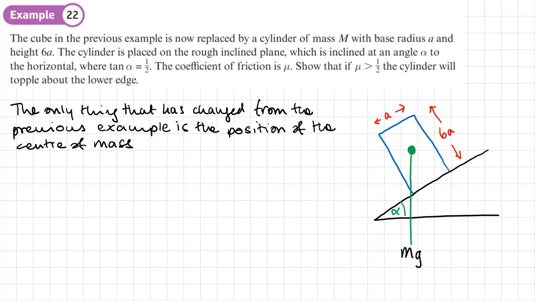So I've got my diagram here of what's given in the question. And the only thing that's changed from the previous example is the position of the center of mass. The mass of the object is the same, the angle of the slope is the same, and in the last example what we showed was that if mu is less than a half, then we'll get sliding. But here we have mu is greater than a half. That's what's given in the question. So we know it won't slide.